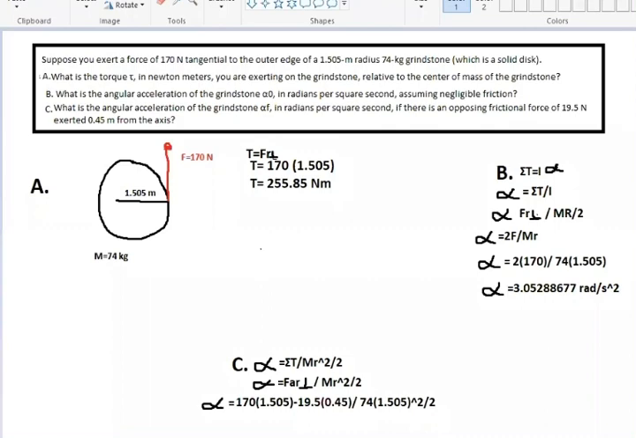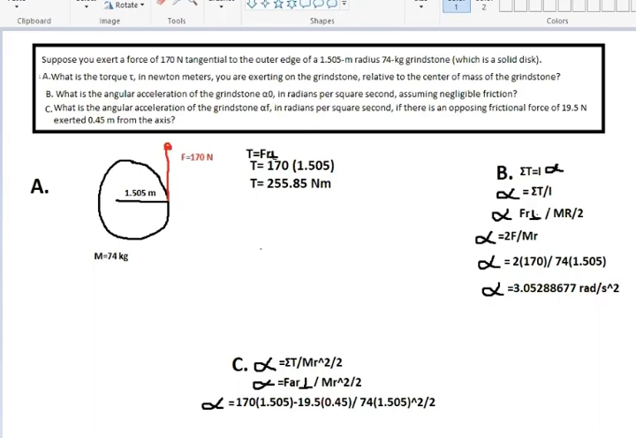For this question, you would need to know the moment of inertia. So with that in mind, you would just break down the equation and come up with your overall equation of 2F divided by mr. So then you would plug in your values, 2 times 170 newtons divided by 74 kilograms times 1.50 meters. This will overall get you your value of 3.0528867 radians per square second.